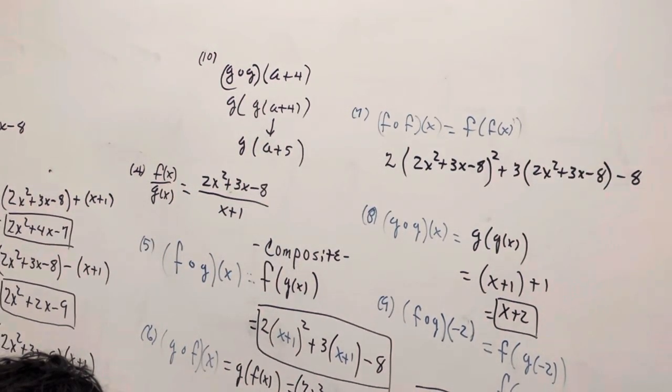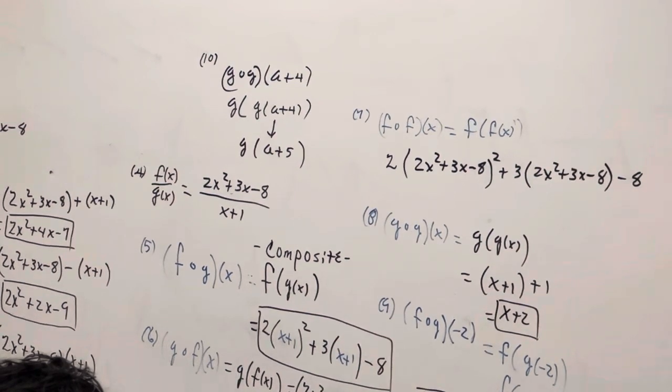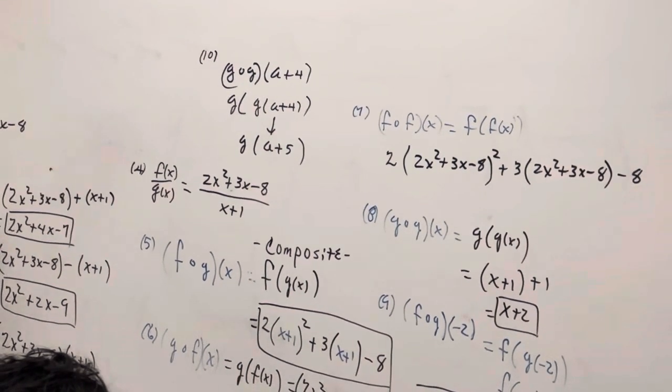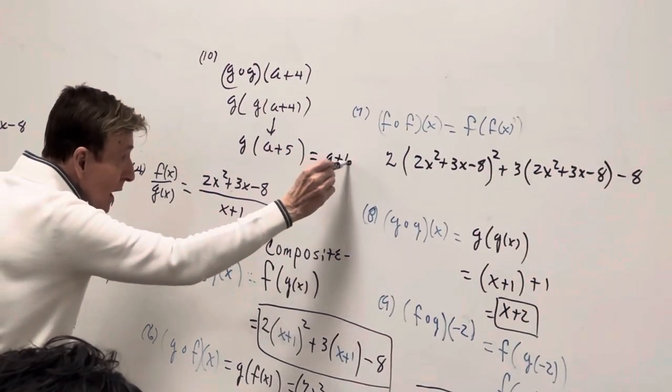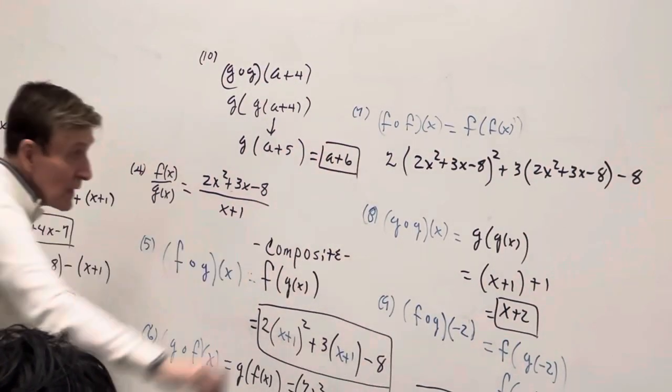Now what does that mean to do now to finish up? Take it right back to the g function and do it again. This time replace x by what? a plus 5? Yes, no? So a plus 5 plus 1 gives me a final answer of how much? a plus 6. Figure it out.